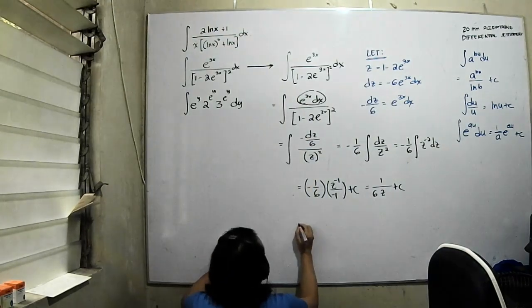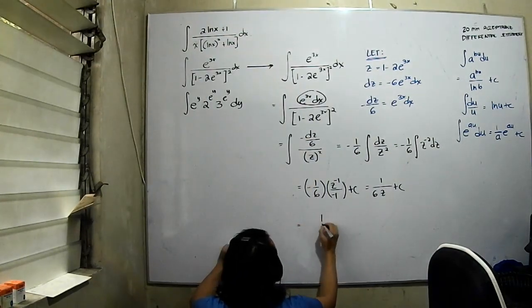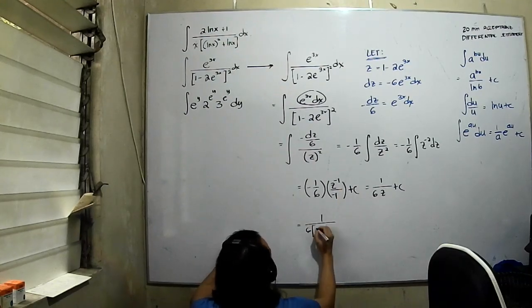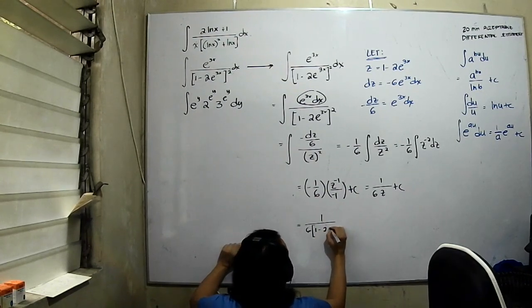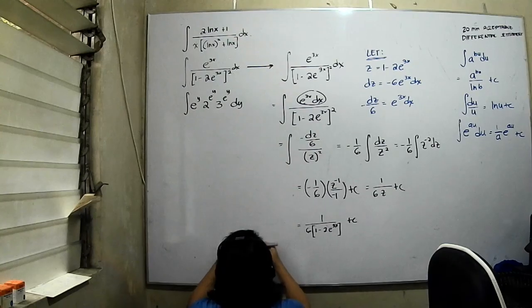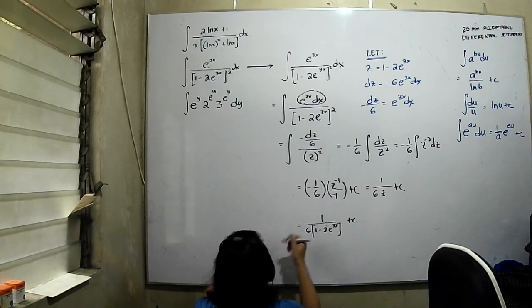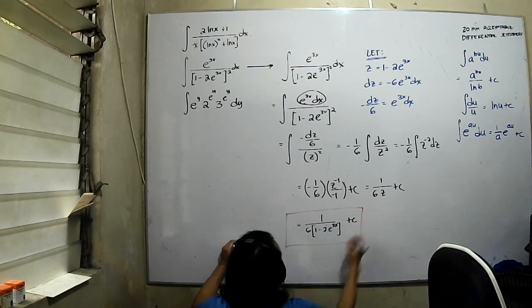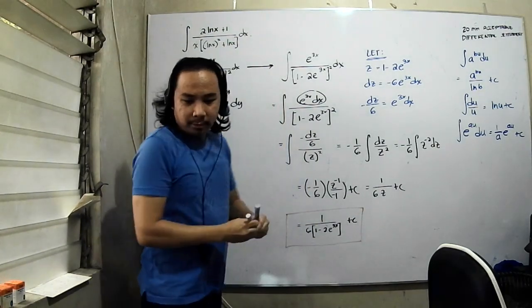But we go back to x na po dayon. So, 1 over 6 diri multiplied by z should be equal to 1 minus 2 e to the power of 3x plus c. This should be our final answer. Okay?